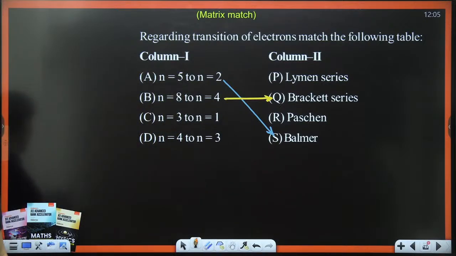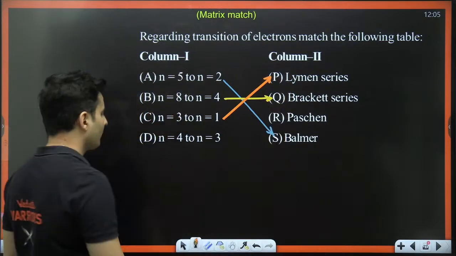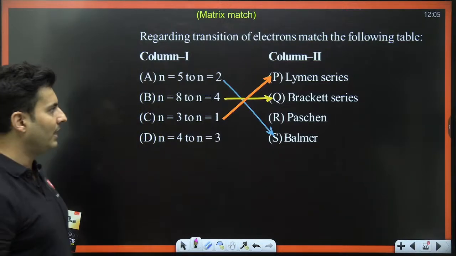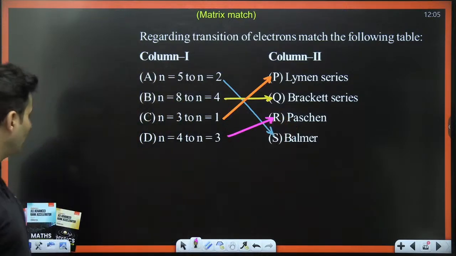C, 3 to 1. Come on, my dear warriors. First one is the Lyman series. So it will directly go to P option. And the last one from 4 to 3. Lyman, Balmer, Paschen. Paschen, that is R option. So that will be this one. That's how the match the following will be.